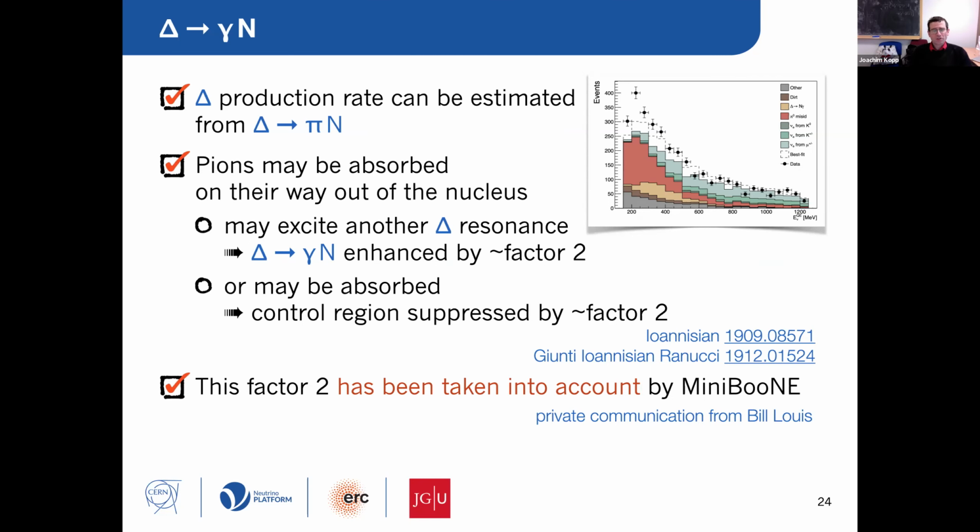So the MiniBooNE collaboration, of course, was aware of this and took it into account in the form of a correction factor that they applied in their analysis. Now, one can argue whether that correction factor is the most sophisticated thing one can do, but as we'll see later, it's probably okay. But this is just to highlight one of the things that can go wrong.